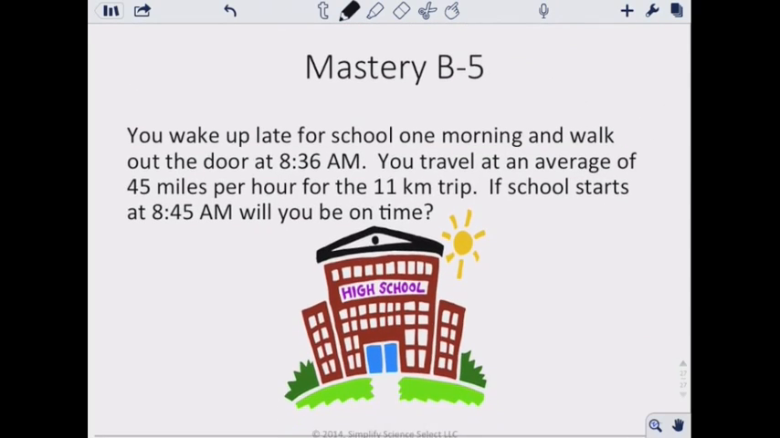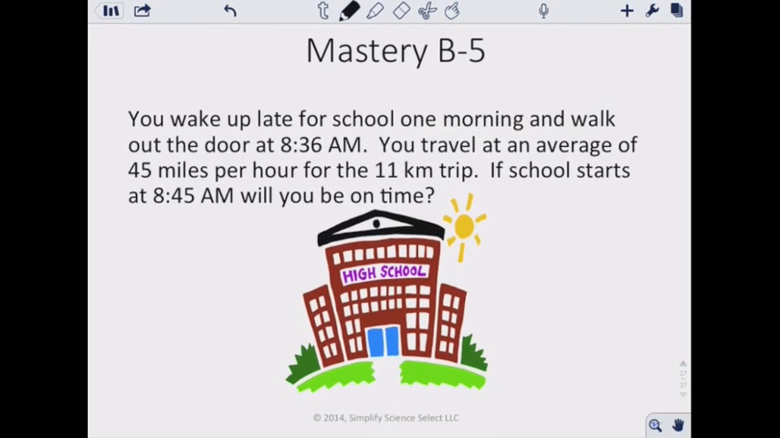Now let's look at a mastery level question. It says you wake up late for school one morning and walk out the door at 8:36 a.m. You travel at an average of 45 miles per hour for the 11-kilometer trip. If the school starts at 8:45 a.m., will you be on time? Very tough question. So we've got to look at what we're given.